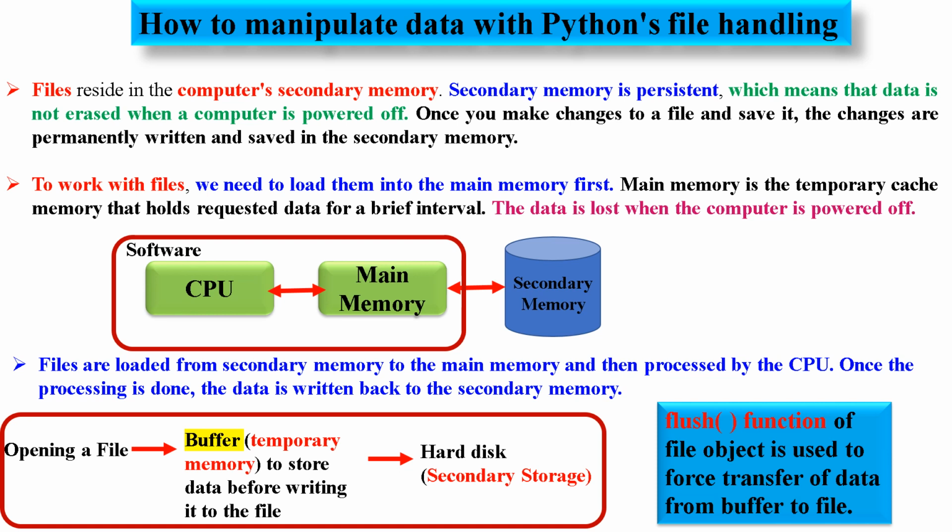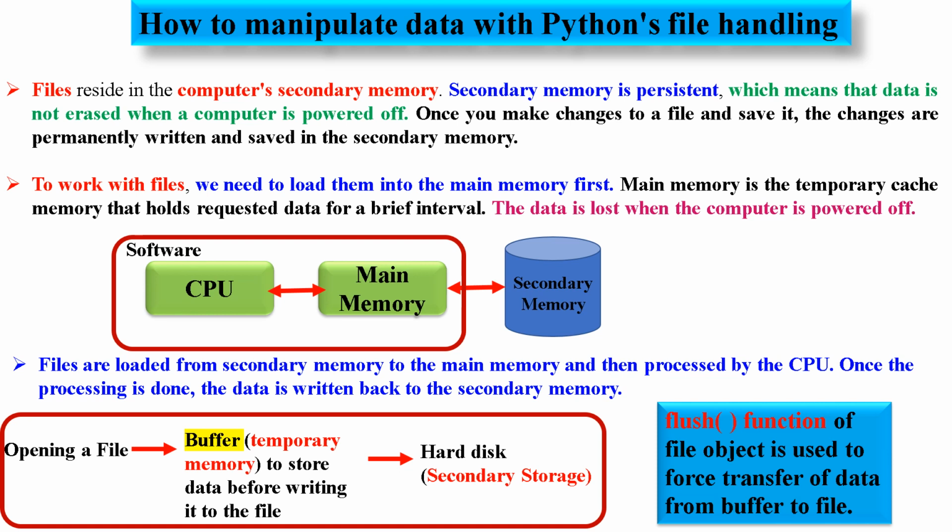Now, look at this picture. Files are loaded from secondary memory to the main memory and then processed by the CPU. Once the processing is done, the data is written back to the secondary memory. Let's see in detail. Now, look at the second picture. When opening a file in Python using the open function, it returns an object of the file type, enabling file manipulation in the program. Python automatically associates a buffer with the file during its opening.